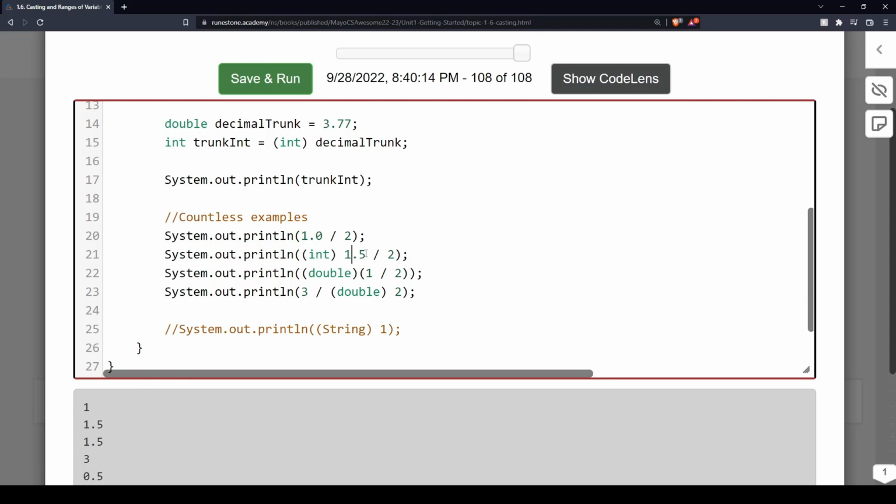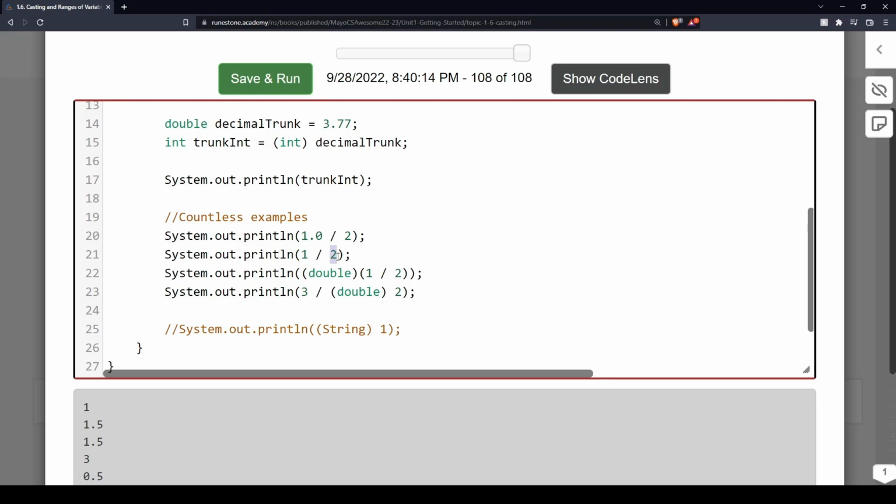Now in this example, we have a double 1.5 and we're going to cast it to an integer. That means we just knock off the decimal places, the stuff after the decimal point. So we knock that off, and our new expression is 1 divided by 2.